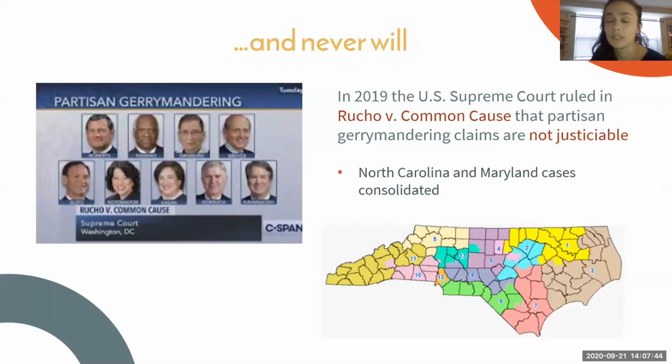However, last summer in Rucho versus Common Cause, the Supreme Court decided they never will be ruling on a partisan gerrymandering case because they didn't feel they had the standard yet to do it, and that they didn't want to be sort of playing politics and getting into the business of deciding elections in these sorts of cases. So this case was a combination of the North Carolina and the Maryland ones we talked about. They were consolidated in this.